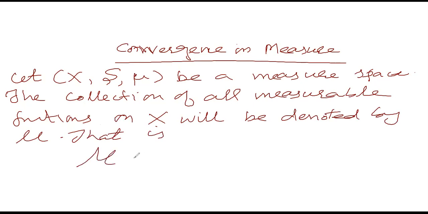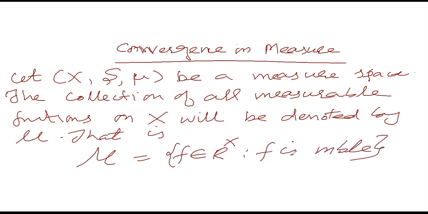That is, this M is equal to those functions F belonging to R power X, meaning F is a function from X to R, such that F is measurable. So this M is the collection of all measurable functions on X. R power X denotes the collection of all functions from X to R. And we have seen that this collection of all measurable functions is closed with respect to the algebraic operations, and also closed with respect to the lattice operations.